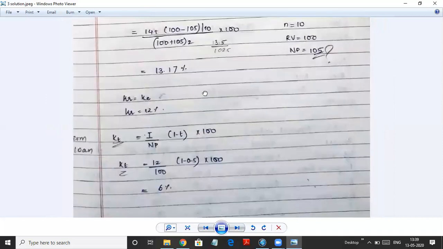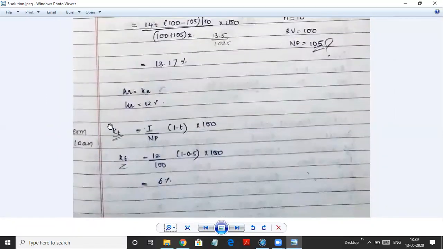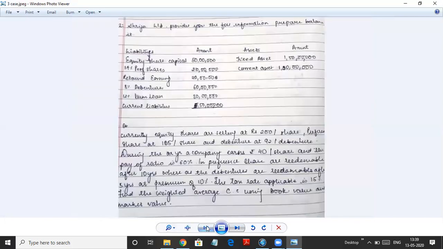Now in the balance sheet there's one more thing, that is cost of term loan. So I'm calling it KT. It is similar to cost of debt. So we're treating it like irredeemable cost of debt, because they have not told when the term loan is redeemable, after how many years and all this. So we will not be able to do that.